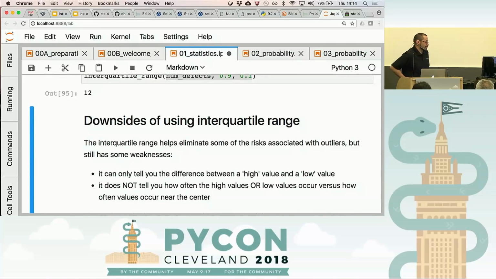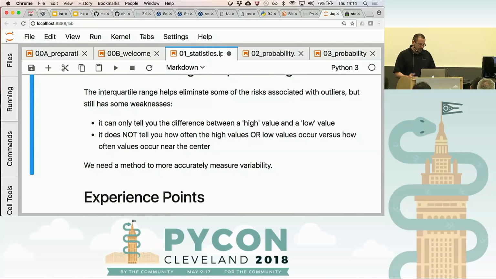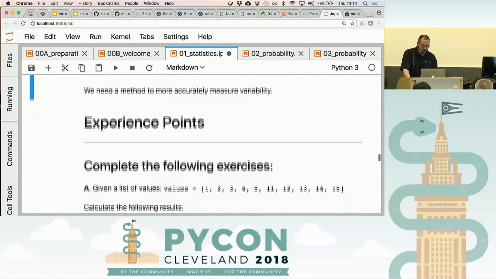So what are the downsides of using an interquartile range? It seems like, hey, I can filter out those outliers. That's good. Interquartile ranges only tell you the difference between a high value and a low value. How far apart are they? They don't tell you how closely they are knit together. They don't tell you how frequently those high values occur or how frequently the low values occur versus how frequently the stuff in the middle occurs. So we would theoretically want a method to more accurately measure variability, and we'll look at that in a minute.